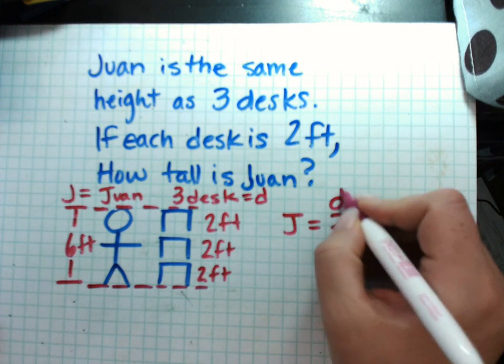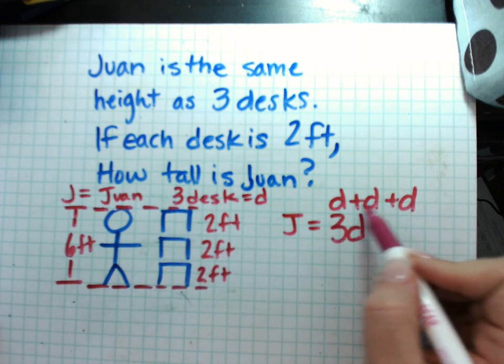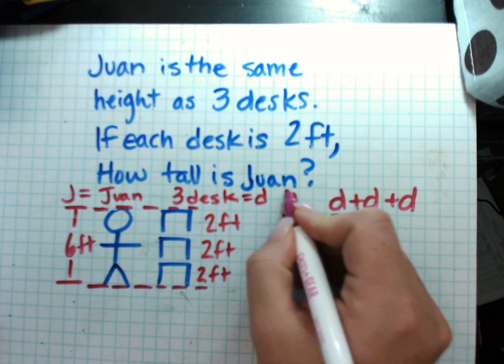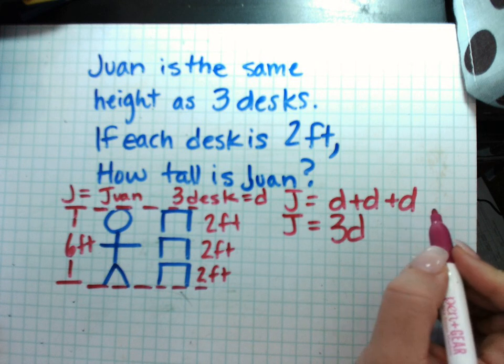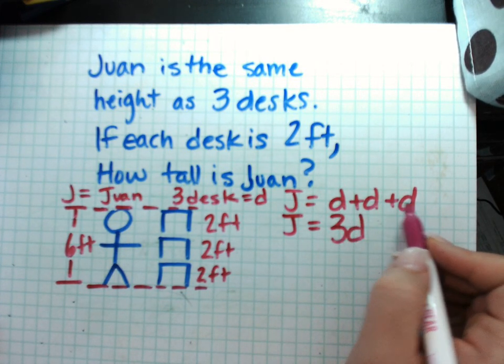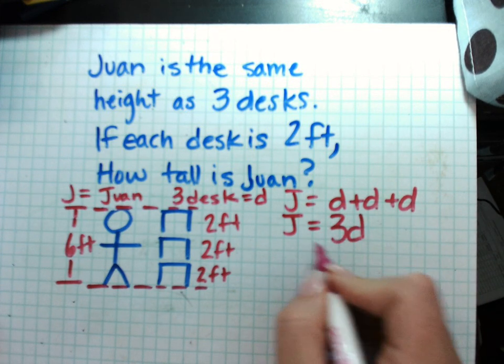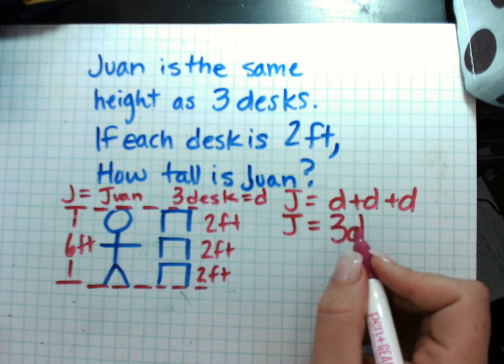We could have also said desk plus desk plus desk because we have 1, 2, 3 desks. We could have added it 3 times. So we could have also said J is desk plus desk plus desk, but we're lazy, we're efficient. We don't want to write desk 3 times, so we're just using the letter D 3 times. Here, I like this better because we're showing the multiplication.